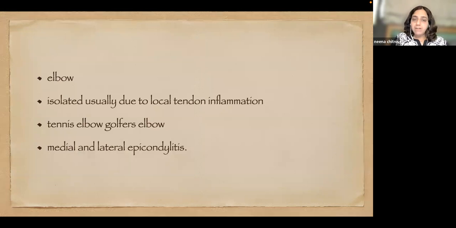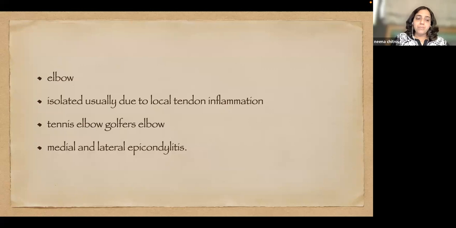After the hand, we go to the elbow. Now, in the history, if the patient is telling you of isolated pain only in a single elbow, many of the times it is due to local tendon inflammation rather than any systemic arthritis. So it is important to rule out these causes because it will save a lot of investigation. If a patient has a local tendon inflammation, we do not require any investigation in this patient.